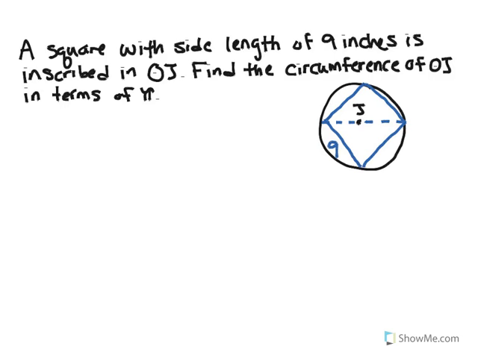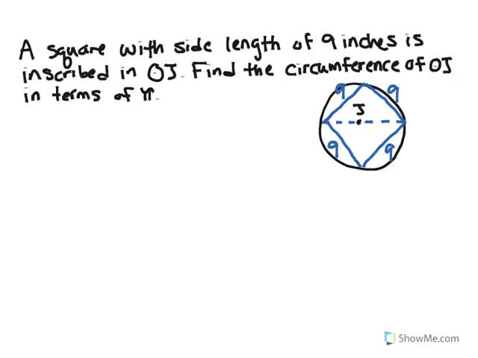Moving on to our first example, we have a square with side length of 9 inches inscribed in circle J. In other words, the square is inside the circle. We are supposed to find the circumference of circle J in terms of pi. We're going to have to think about this carefully, because all the lengths of the square are going to be congruent. So if this side is 9, we can label all of them 9.